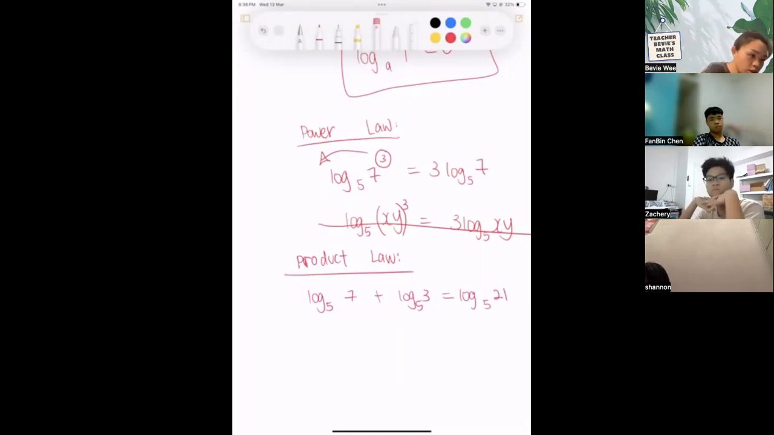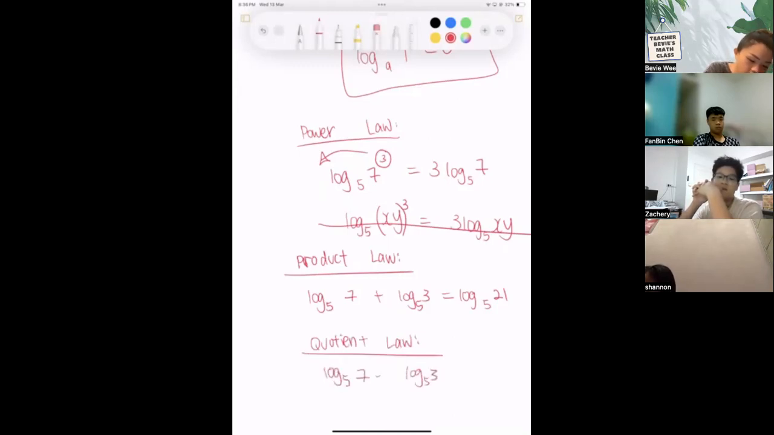Then for quotient law, same thing. If it's log 5, 7 minus log 5, 3, then this would be a divide. Log 5 of 7 over 3, like this. So these are the 3 basic laws.